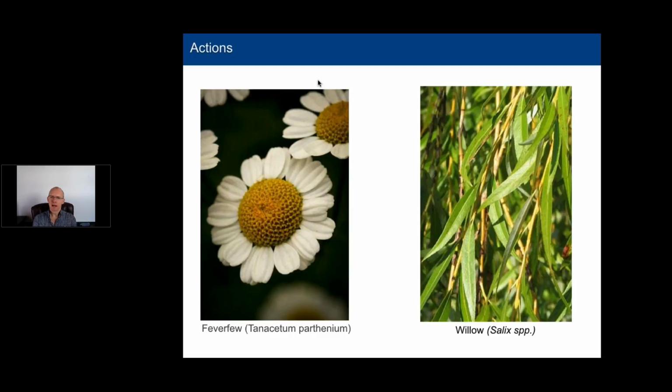So willow on the right-hand side, there are different species of willow. So I wrote down Salix spp, just means Salix species. So there's black willow, white willow. All of them contain salicylic acid. And other fruits and vegetables and plants also have salicylic acid. It just happens to be that willow is particularly high in it.